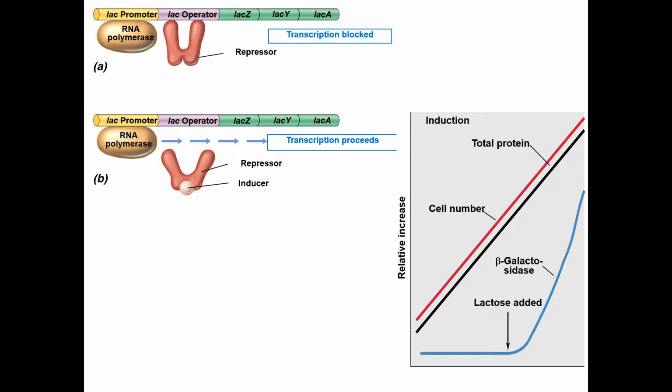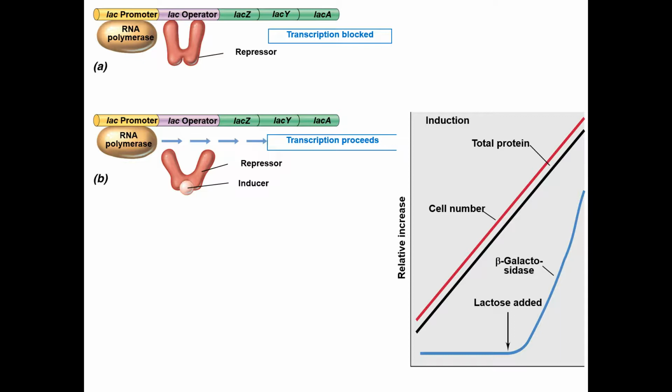Notice in this graph it says induction. The lac operon is an induced operon. In other words, you have to induce it, or turn it on, for it to become active. It's kind of like the light bulb in a room, which isn't going to be on unless you flip the light switch. That's what's going on here. You're inducing a change in expression, in this case of the lac operon.